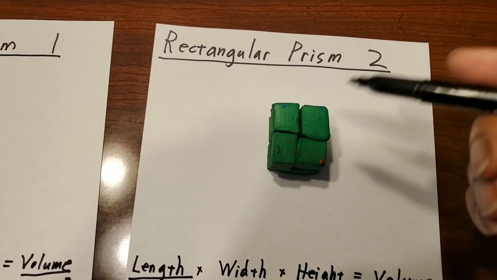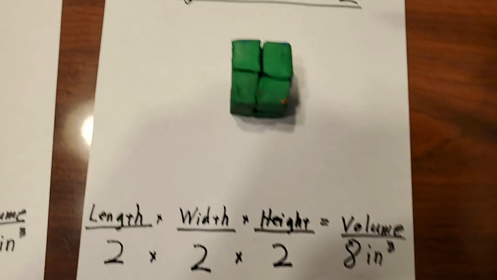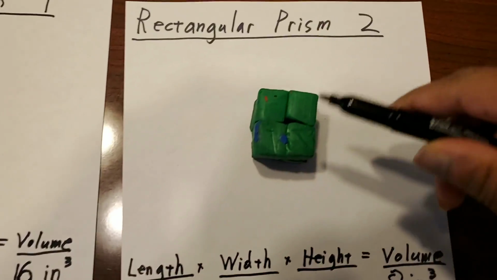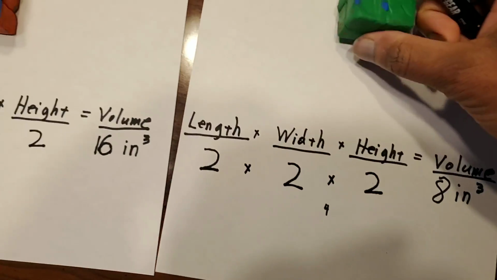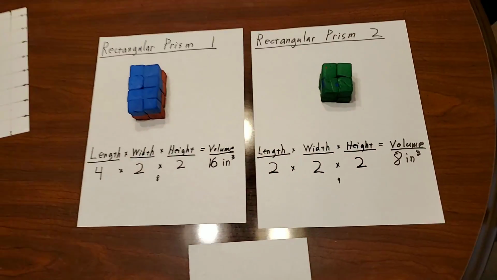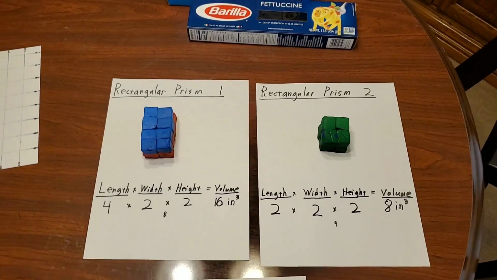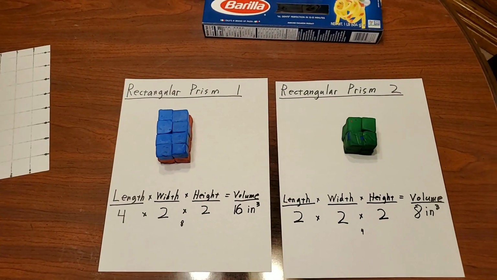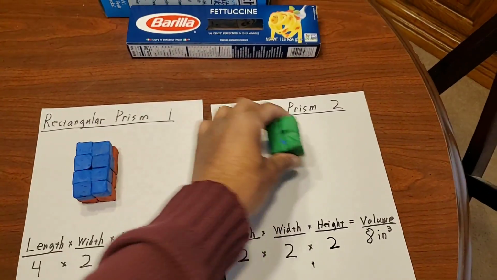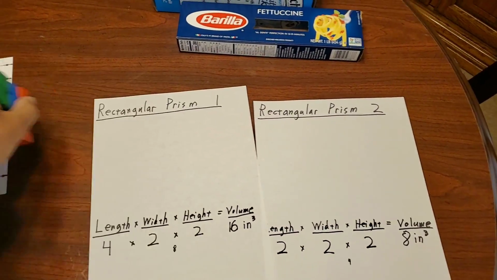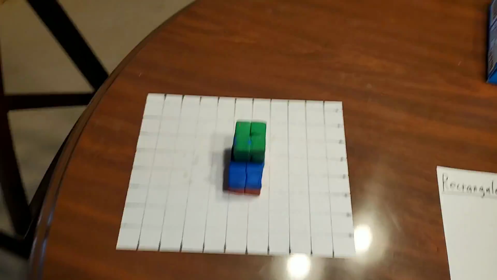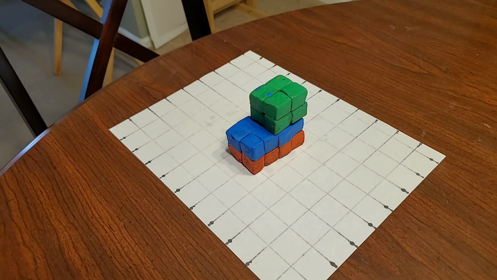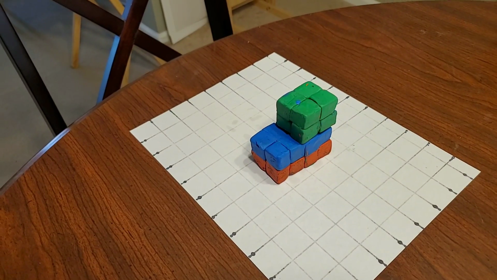Let's go back to the second one. And we said it's 8 cubic inches. 1, 2, 3, 4, 5, 6, 7, 8. 8 cubic inches. Okay. So, who can guess what our next step is going to be? Because remember, these two rectangular prisms were put together to make this object. So we're finding the volume of this entire object all together.